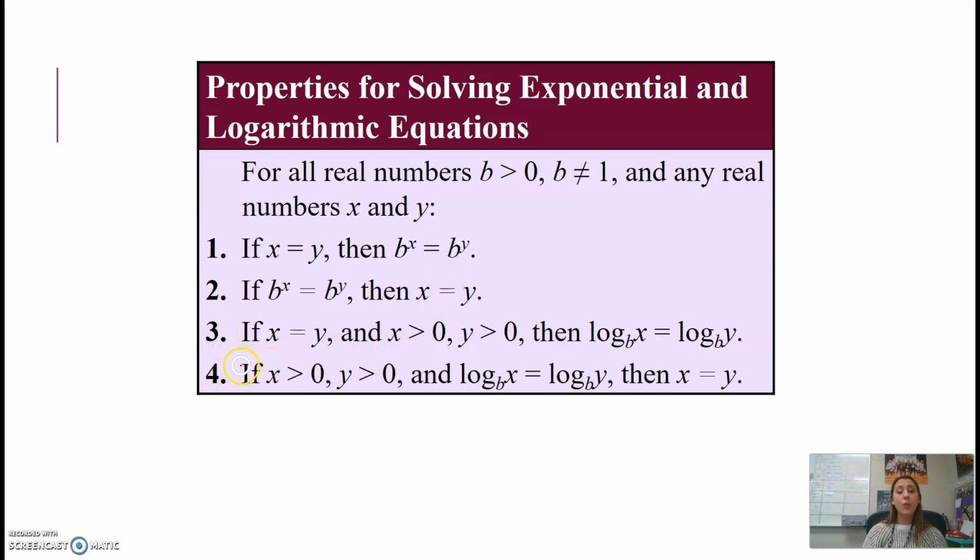Now, 3 and 4 is what we're going to talk about. So this says if x is equal to y, and they are positive, then log base b of x is equal to log base b of y. So now we're going to use logs to help us solve, and we're going to use logs to help us solve with the same base. And number 4 says if x and y are positive, then log base b of x is going to be equal to log base b of y, then x is equal to y. So make sure you get that in your notes.